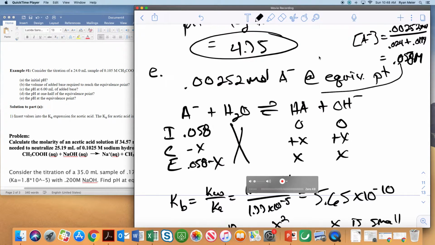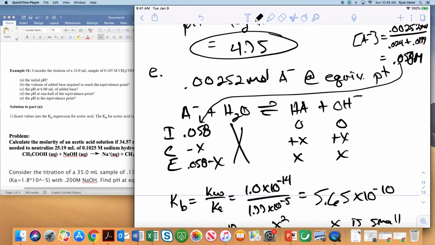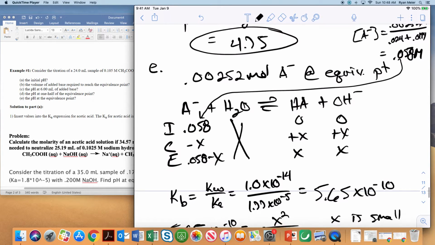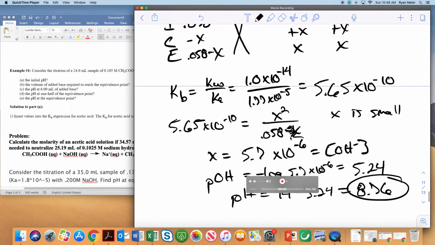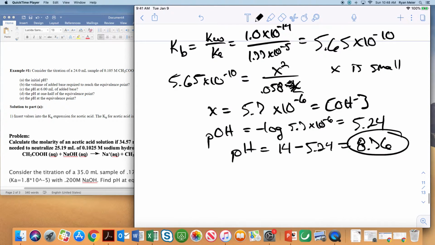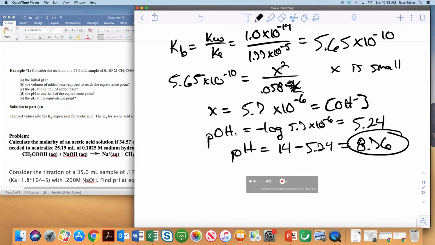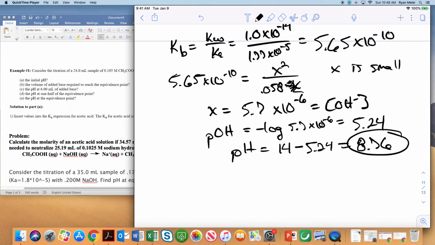Just to show where the starting number in the ice table came from. And then once I can set up my ice table, which I'm going to be making hydroxide since it's a base, I'm going to need Kb to be able to find my X, which I can find using Kw and Ka. And then I can solve for my X out of that table, which is the hydroxide concentration, not H3O+, which gives me that extra step that once I find pOH, I can find the pH by subtracting that from 14. So a lot of steps going on there to find that pH.